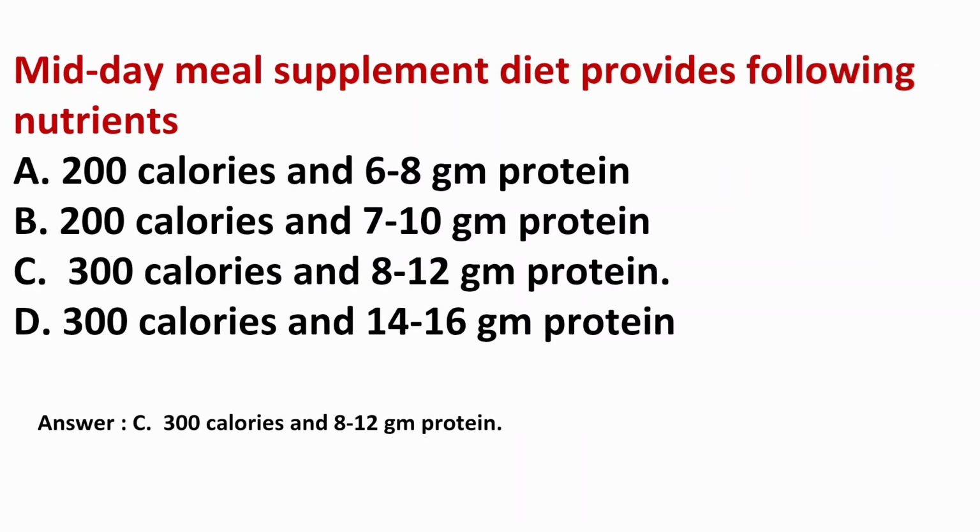Midday meal supplement diet provides the following nutrients: A. 200 calories and 6 to 8 gm protein. B. 200 calories and 7 to 10 gm protein. C. 300 calories and 8 to 12 gm protein. D. 300 calories and 14 to 16 gm protein. Answer: C. 300 calories and 8 to 12 gm protein.